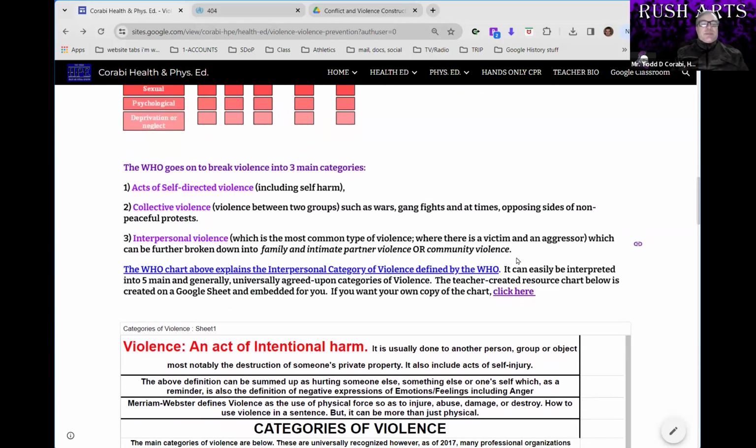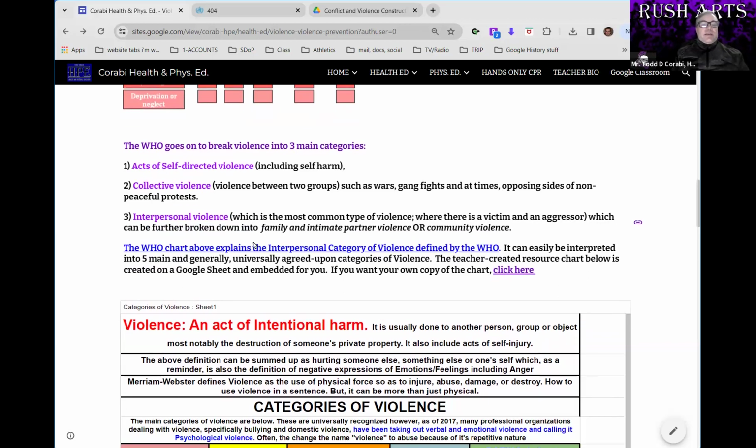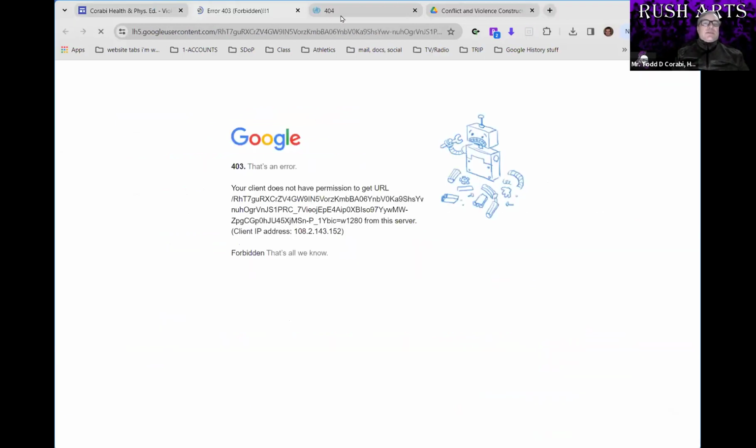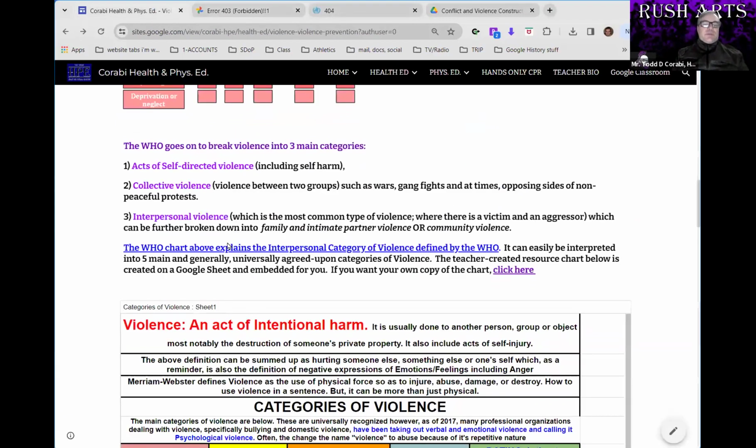But then there's interpersonal violence, which is the most common, when there is a victim and an aggressor. In bullying, that victim gets targeted over time, over and over and over. And in not bullying, it's random. Sometimes it happens and sometimes it doesn't. There's another chart. That chart above explains the international. And wow, that doesn't work either. I'm going to have to get rid of both of those links.